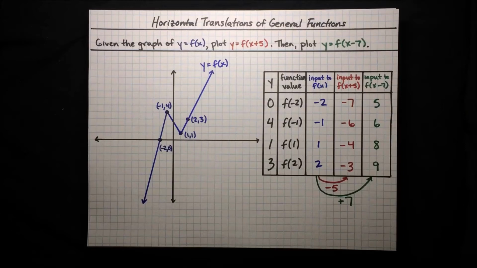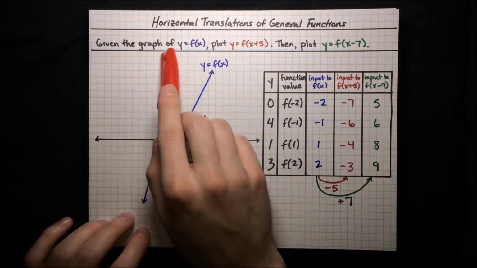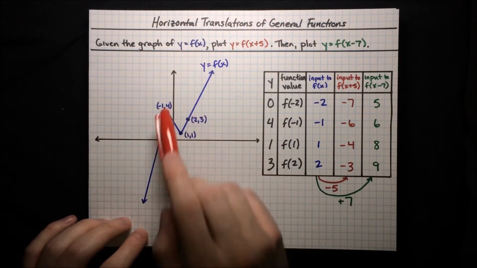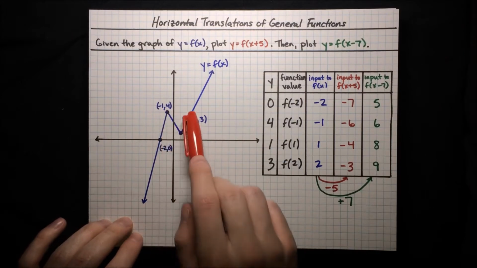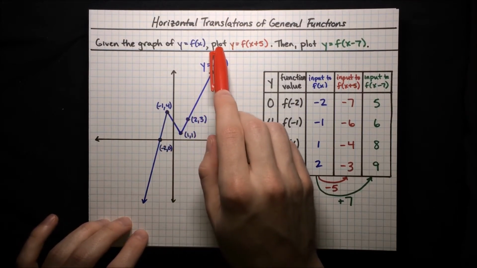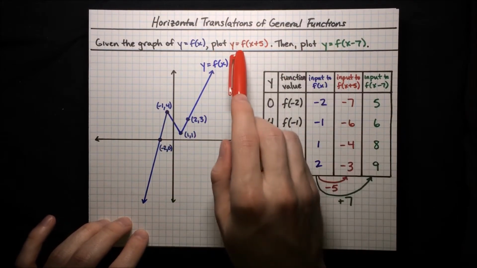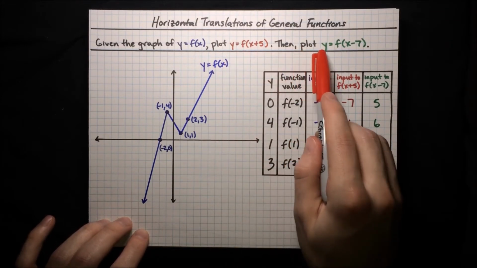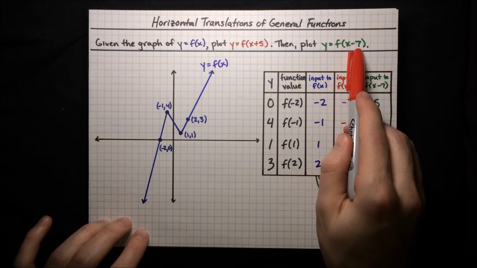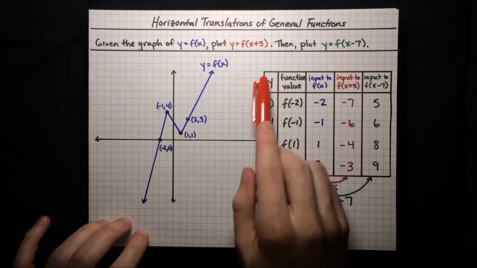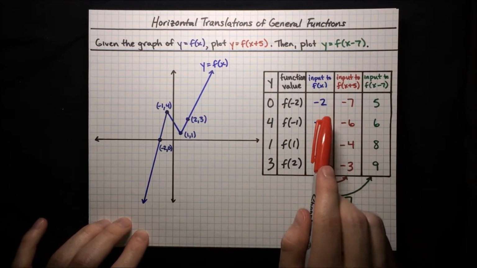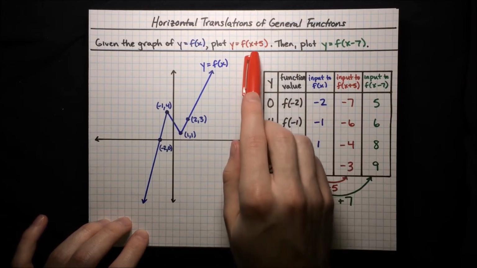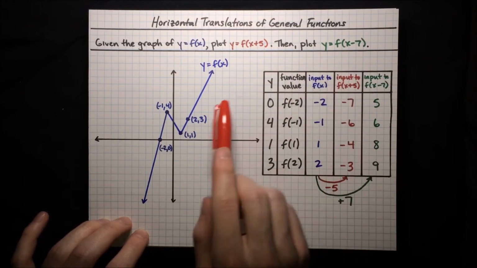In this video, I'm going to show you how to plot horizontal translations of general functions. So here we're given a graph y equals f of x, that's this piecewise function, looks kind of like a lightning bolt, and we want to plot these two horizontal translations. First one is y equals f of x plus 5, and the second one is y equals f of x minus 7. And we're going to use this table to help us understand how these horizontal translations actually translate the graph.